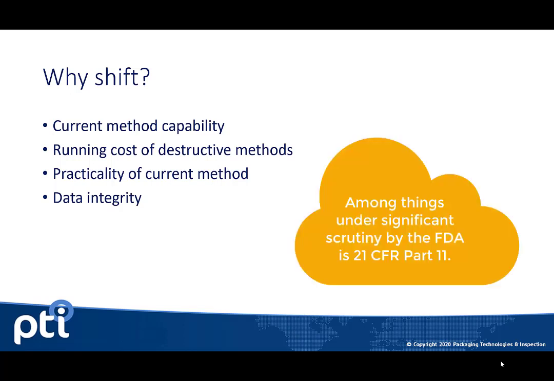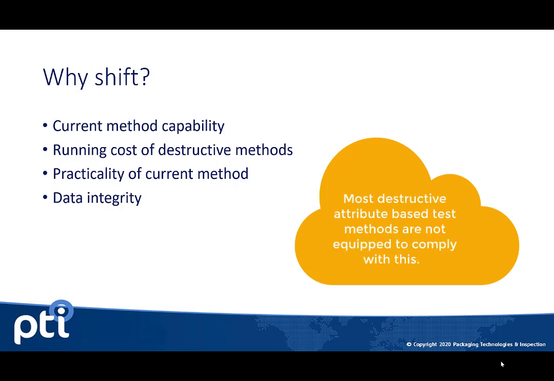A final reason why you might shift to a newer technology is data integrity. Many of the earlier technologies produce attribute test data, and that data itself just is recorded manually. It doesn't have an automated means to record that data. Some of the newer technologies have that ability to automatically record the data and put it into a data historian. So that's very important.